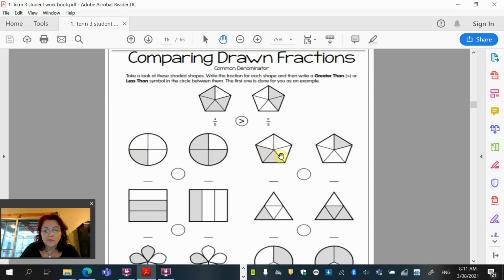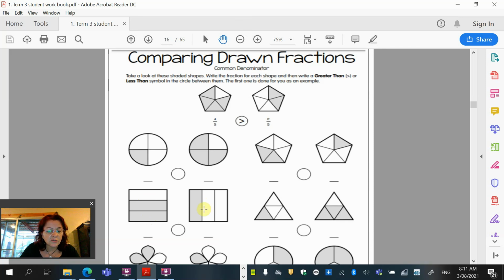1, 2, 3, 4, 5. 2/5 and 1/5. So 2/5 is greater than 1/5 because there's 2 parts coloured in, and over here there's only 1. Now they've tried to trick us, they've spun it around, but we've got 1/3 here and 1/3 over here.